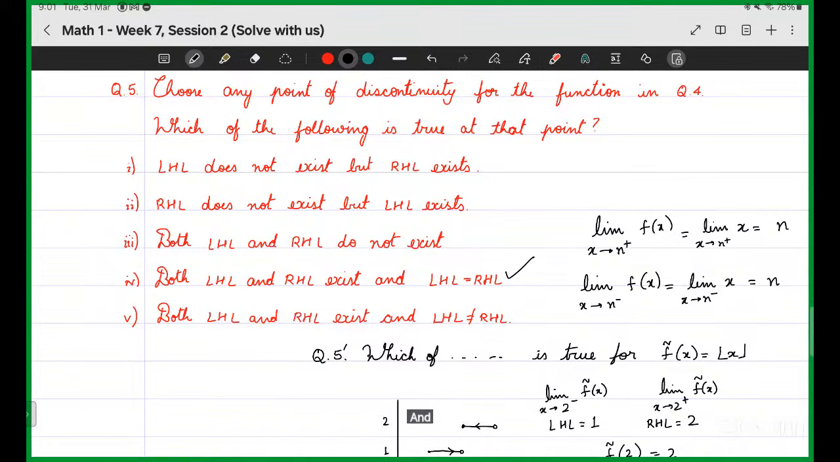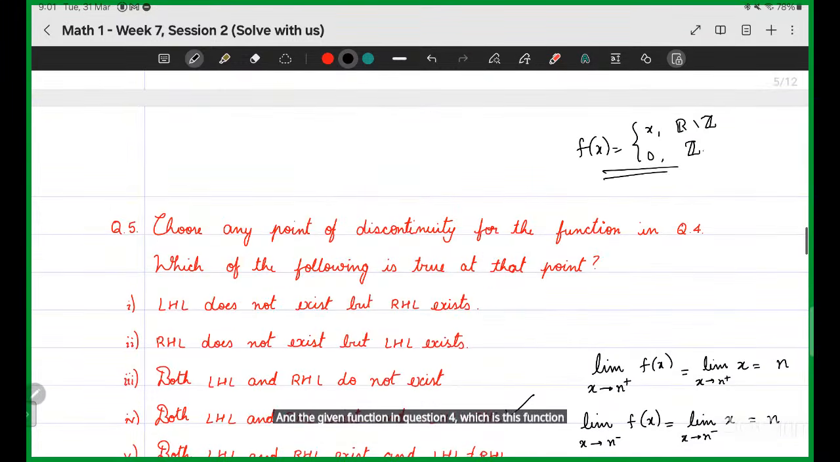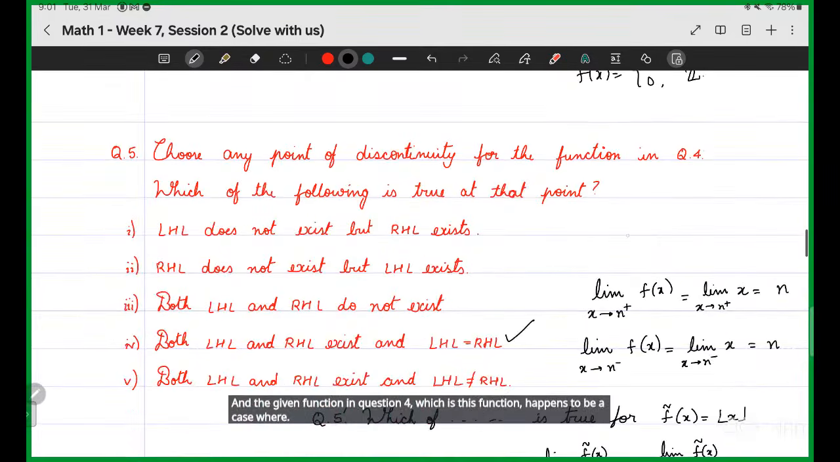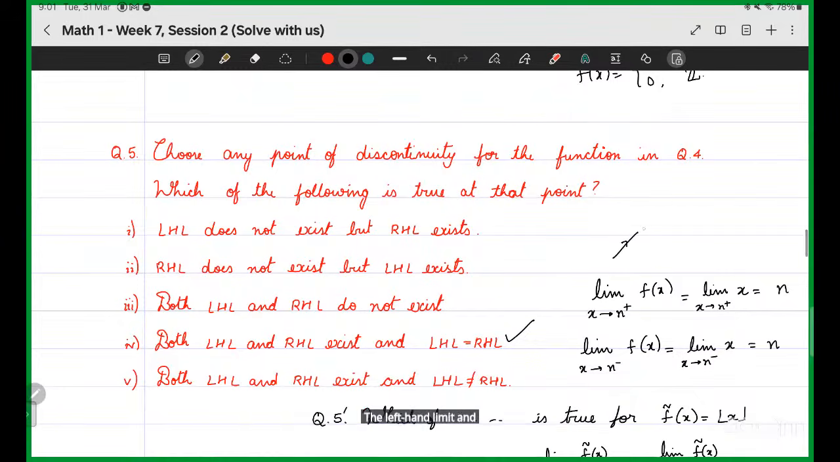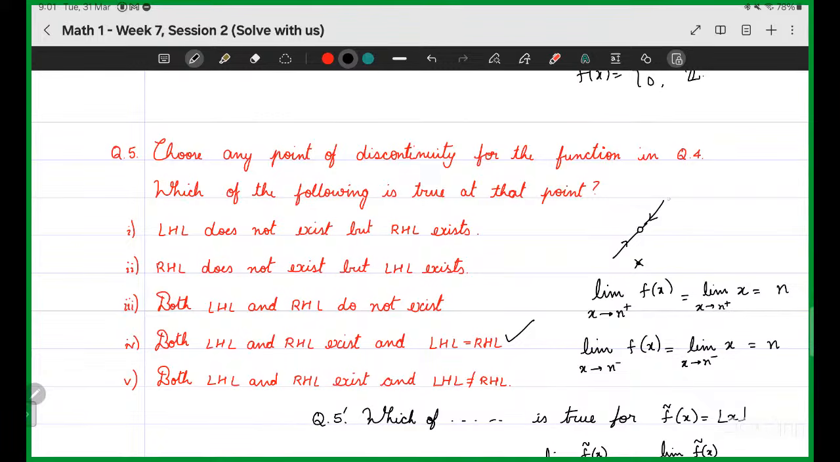And the given function in question 4, which is this function, happens to be a case where left hand limit and right hand limit, both of them exist and both of them tend to the same value, but the function value is actually equal to 0. The function, as you travel from above or travel from below, approaches this value. But the function value at that point is different.